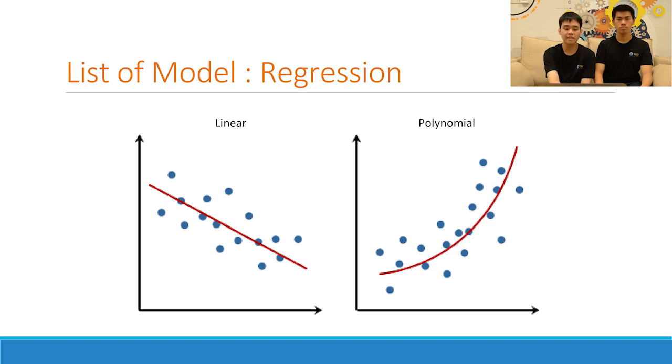The other model is polynomial regression. Not all data can simply fit a straight line.